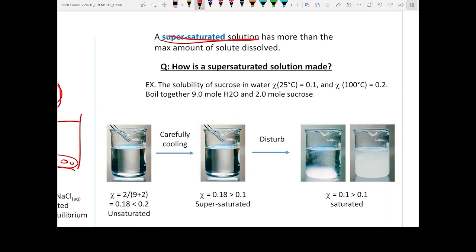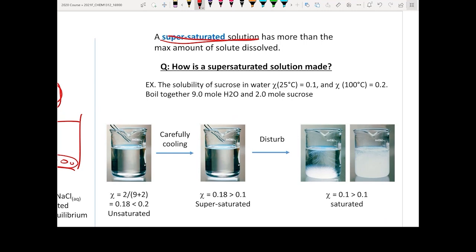The solution is actually existing at a quasi-equilibrium state. That means it doesn't know its temperature has changed that much. Under these conditions, we call this a supersaturated solution because it dissolves more than it should.